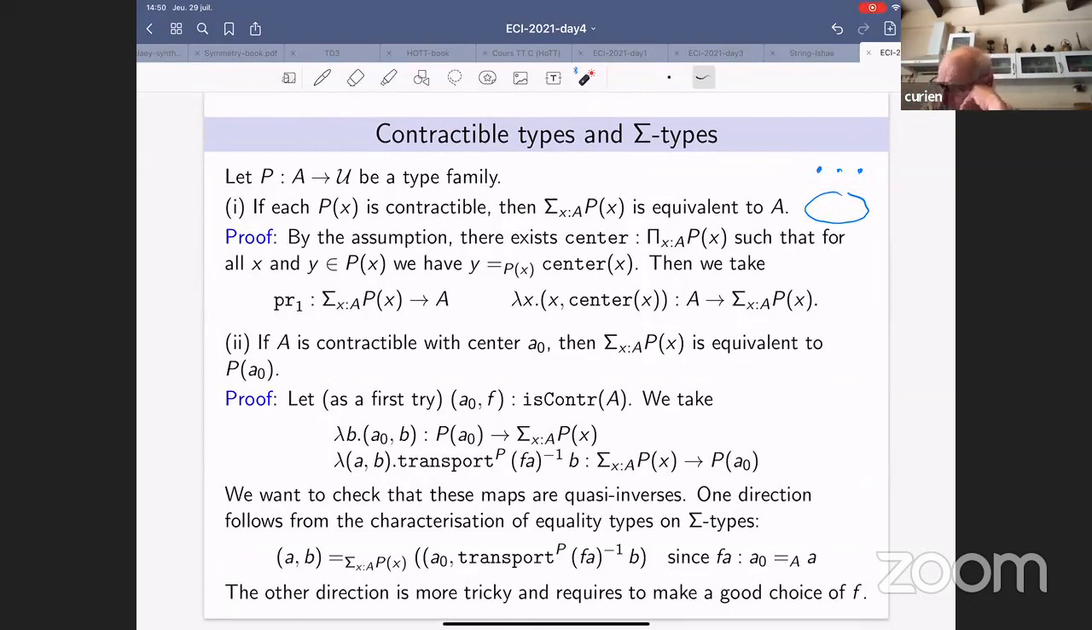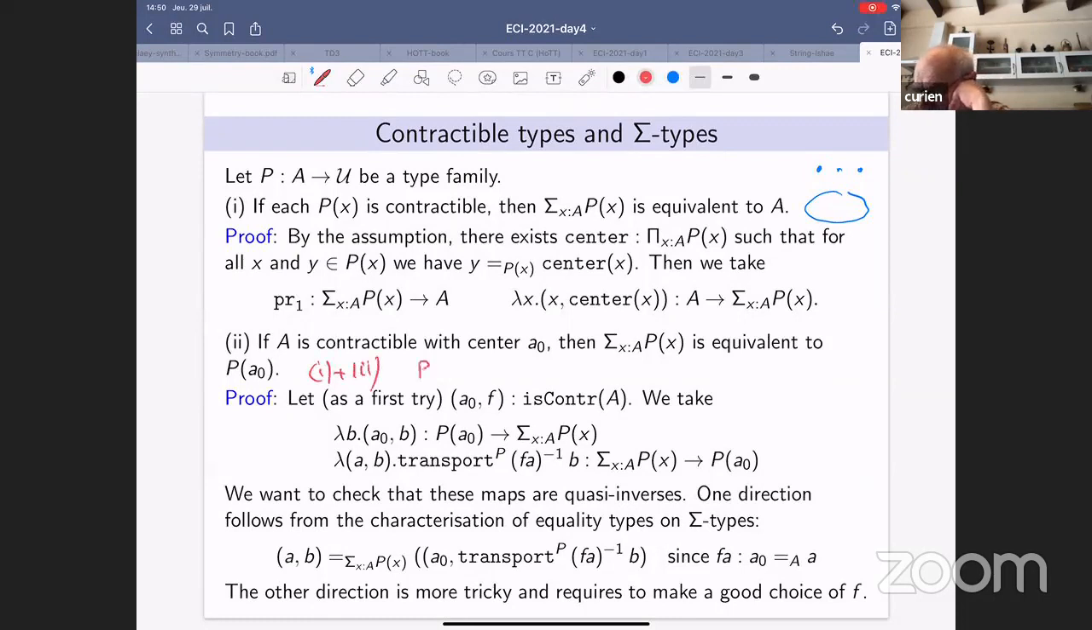So that was one property, and the other property is that if A is contractible, then the sigma type is equivalent to any of the fibers. I wrote it with center A0, but as I explained to you, you can take any element of a contractible type to be a center. And while I'm here, there is a nice consequence of 1 and 2, namely, if I put together the two assumptions, so maybe I write it now because I will need it later.